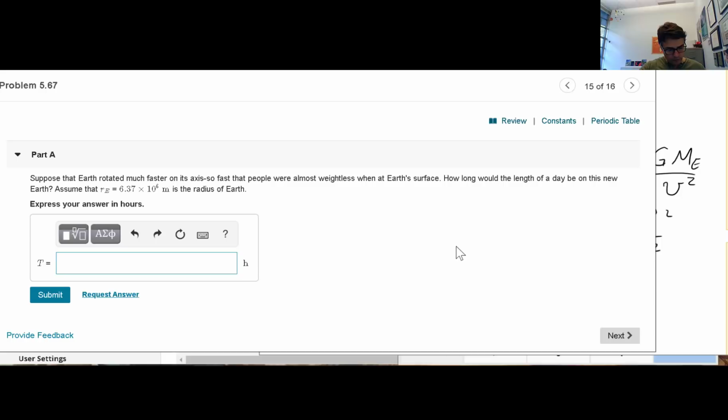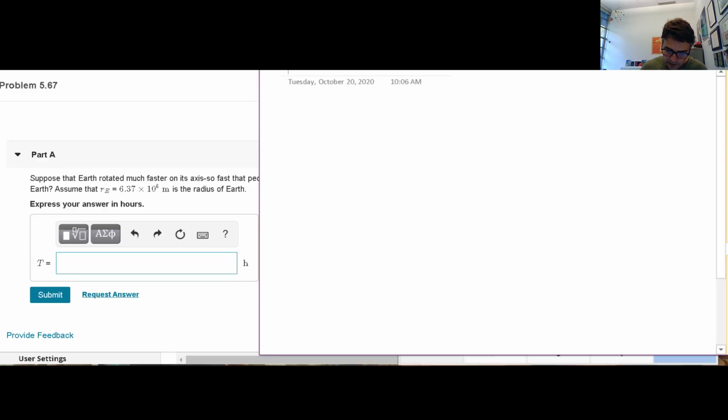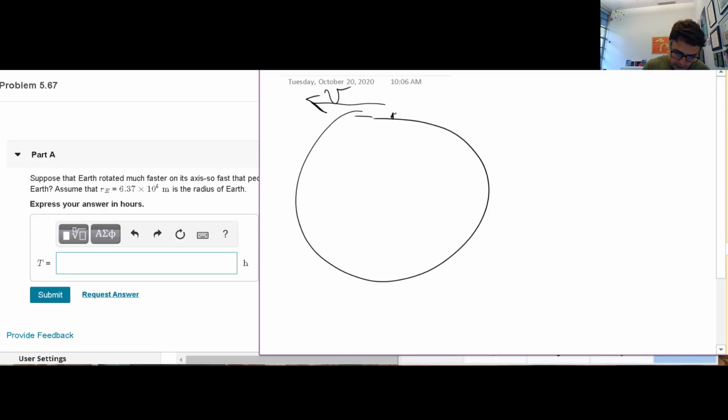Suppose that Earth rotated much faster on its axis so that people were almost weightless when at the Earth's surface. That'd be fun. How long would the length of the day be on this new Earth? Assume that RE equals 6.37 times 10 to the 6 meters is the radius of the Earth. Okay, great. So what we're going to do is draw a circle. You're going at some speed v, and there's a normal force upwards on you, and there's a mg down, but you want to have normal force equal to 0 for weightless.